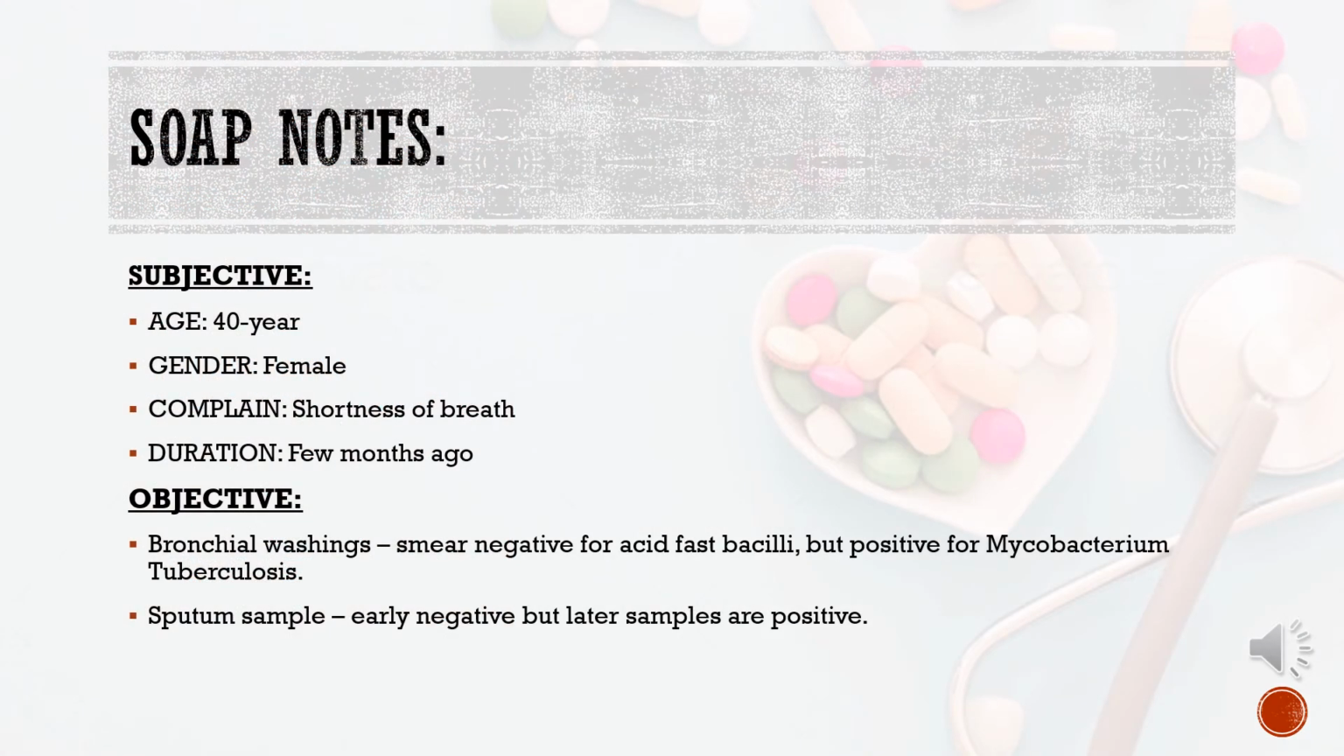These are the SOAP notes. In subjective, the age of the subject is 40 years, gender is female, chief complaint is shortness of breath, and the duration is a few months. Objective is the lab reports. We have discussed that bronchial washings are smear negative for acid-fast bacilli but positive for Mycobacterium tuberculosis, and also the sputum sample is negative early but the later samples are positive.